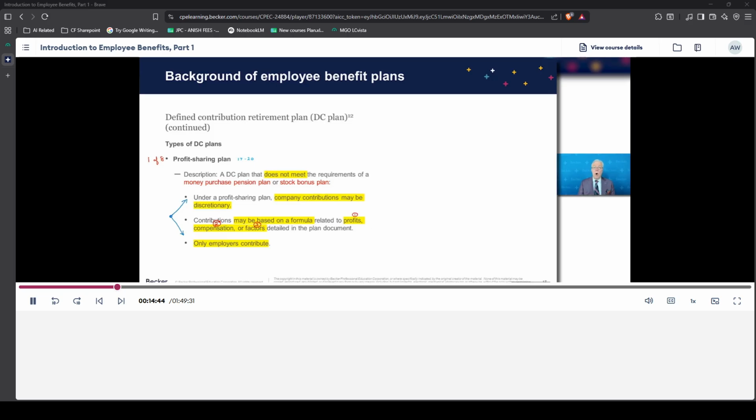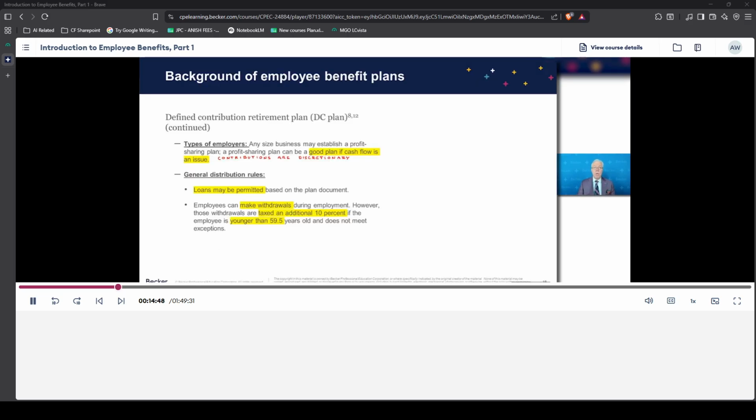Now, only employers contribute to this type of plan. You'll notice the types of employers.